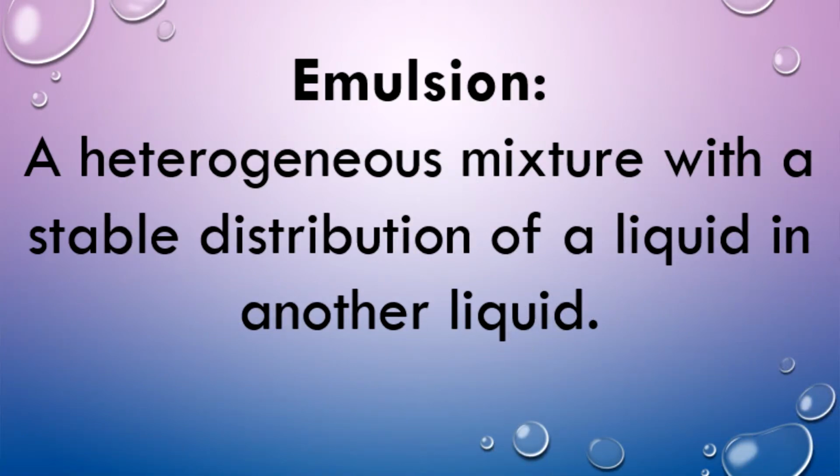An emulsion is a heterogeneous mixture with a stable distribution of a liquid in another liquid, for example, oil and water. Now, the reason we use the words stable distribution in that definition is because substances that are stable do not spontaneously react with one another. So oil and water are not going to react with each other and form a compound, so no chemical reaction will take place. And of course, you can clearly distinguish water from oil, therefore it is a heterogeneous mixture, and a liquid in a liquid that you can clearly distinguish from the other is an emulsion.